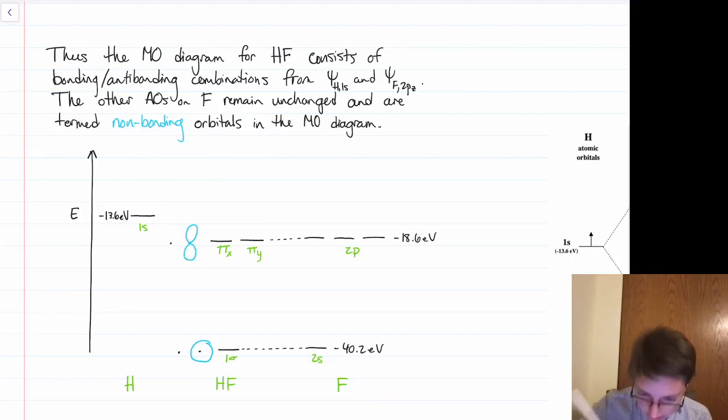So here we've got our 2px orbital on fluorine. And similarly, degenerate in energy, but different in orientation, would be this 2py combination, which is going to come in and out of the plane of the board. And so I'm going to do my best to draw that in 3D. And it'll look something like this.